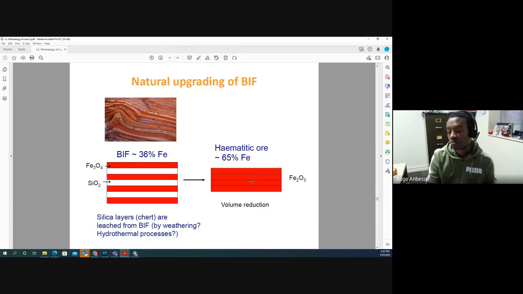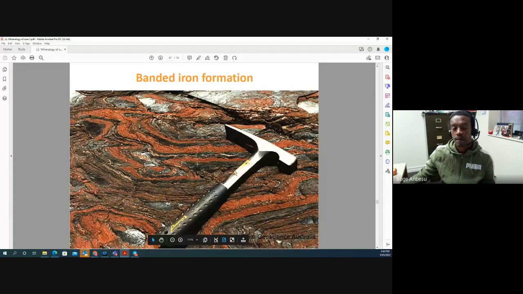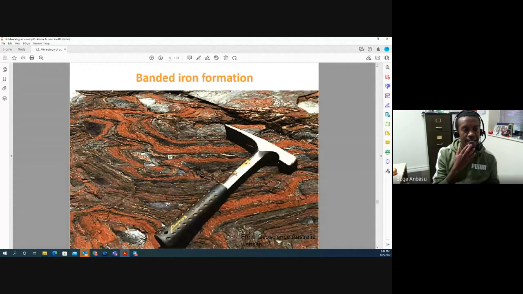And typically that may be about 65% iron. Now when you mine this, you basically dig it up, do little processing and ship it. If you look at a banded iron formation, you can see this specimen showing layers of silica and layers of iron oxide. The dark one is the iron oxide, and the reddish brown one is the silica chert, all in one.